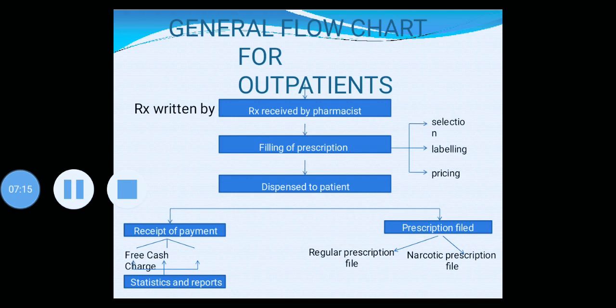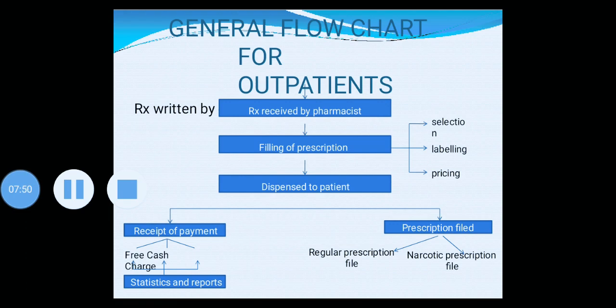hospital pharmacist. Then receipt of payment and prescription filled, those are the two points included in the flow chart of the outpatient. Receipt of the payment for the purchasing of the medication by the patients. Then the payment receipt is given to the patients, free cash charge, statistics and report. That is the point of the patient purchasing the medication and then being given the receipt.